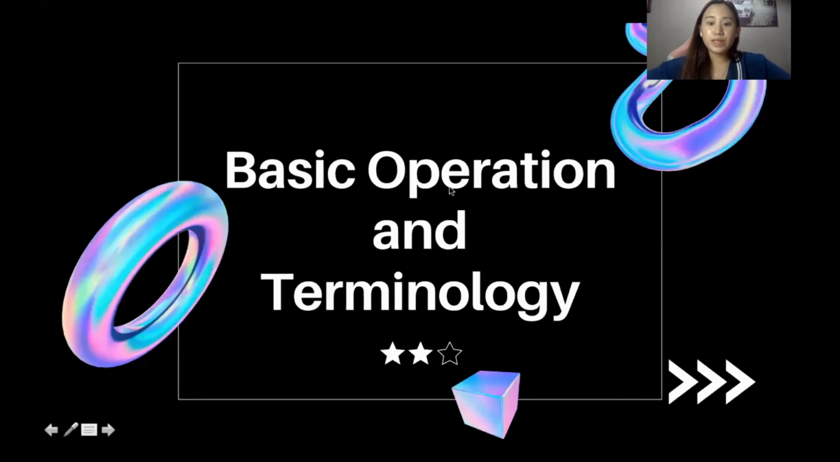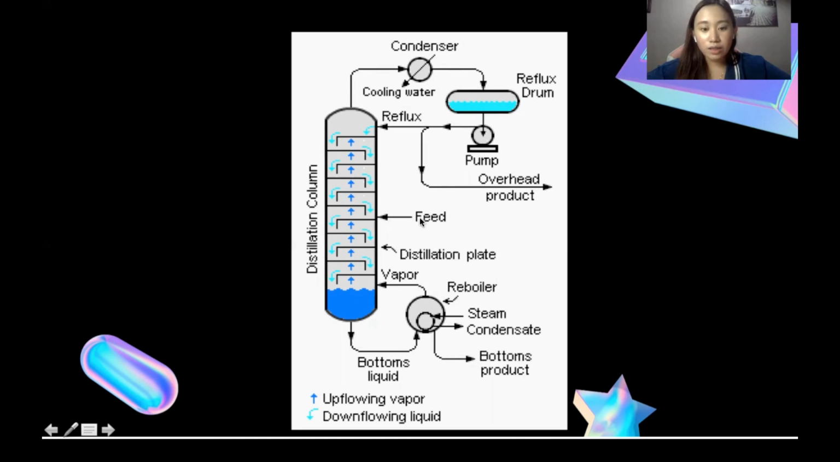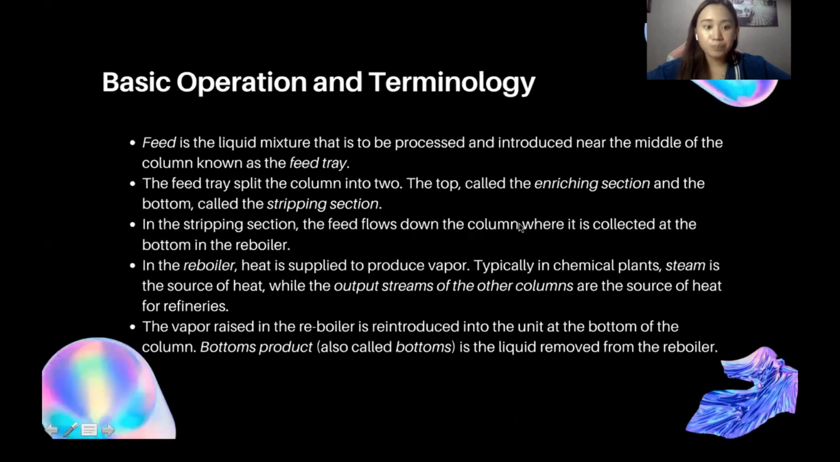So next is the basic operation and terminology. So first things first is the feed. Feed is the liquid mixture that is to be processed and introduced near the middle of the column, known as the feed tray. So like I have here, the feed goes in through the vertical shell. And then the feed tray splits the column into two. The top, called the enriching section, and the bottom, called the stripping section.